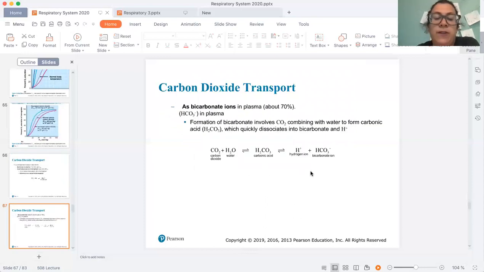That is chemistry. Okay, how do we transport it? Most carbon dioxide is in the form of bicarbonate ions, and that forms a weak acid and weak base, so we can easily dissociate.